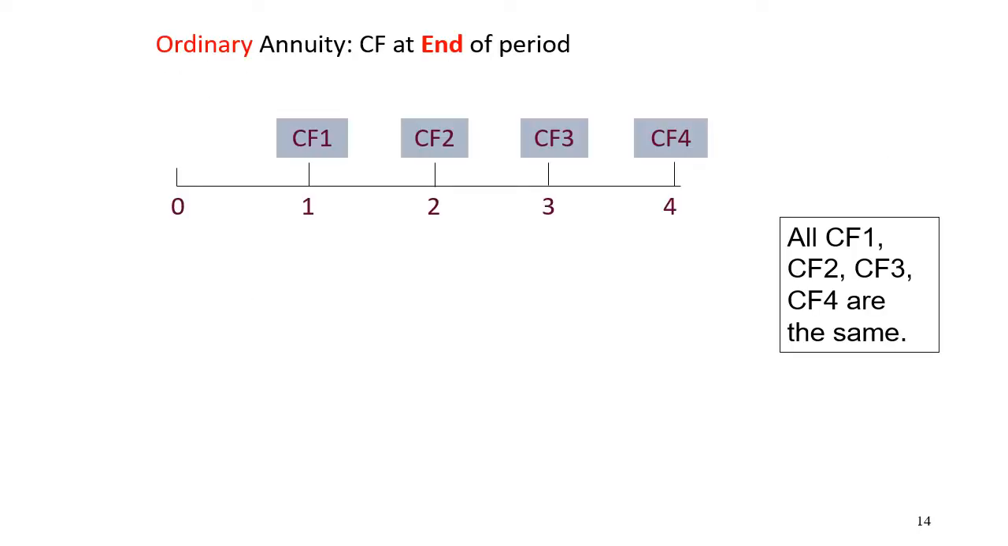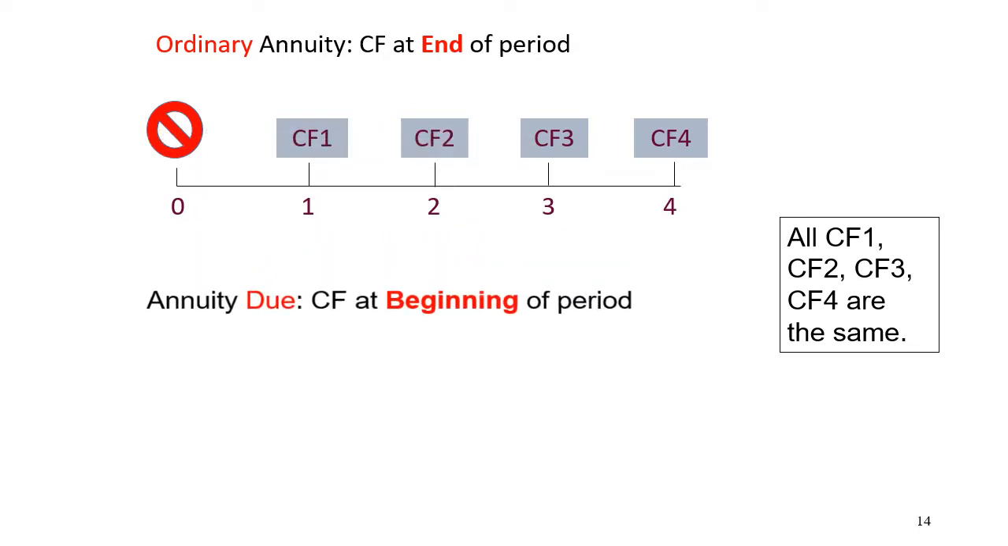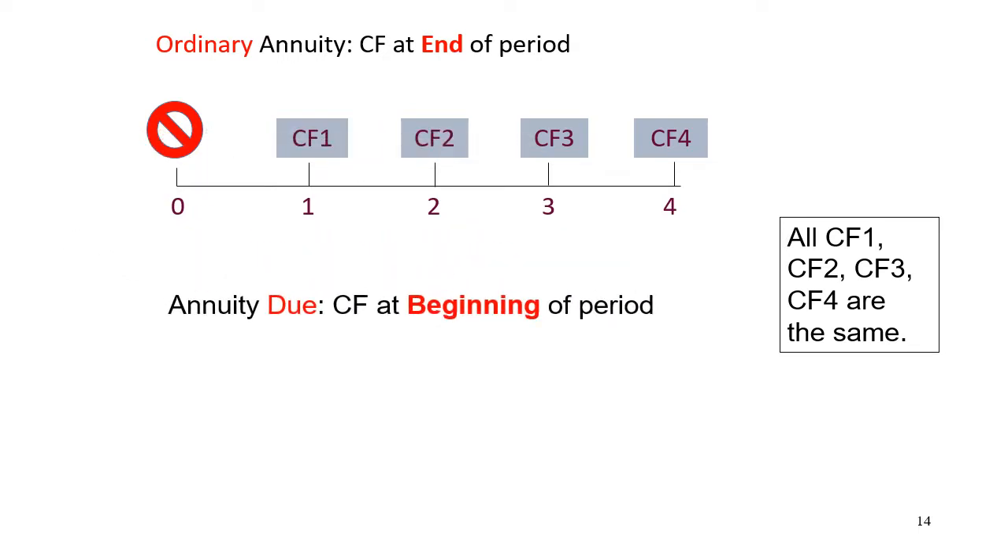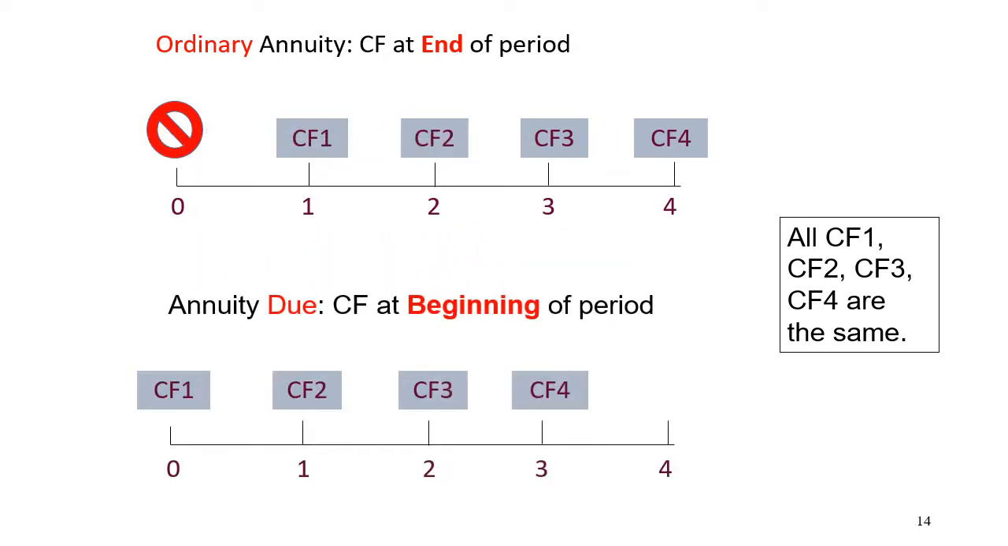For ordinary annuity, the cash flow occurs at the end of the period, so it does not have any cash flow at the beginning. But for annuity due, the cash flow is at the beginning of the period, so it does not have cash flow at the end.